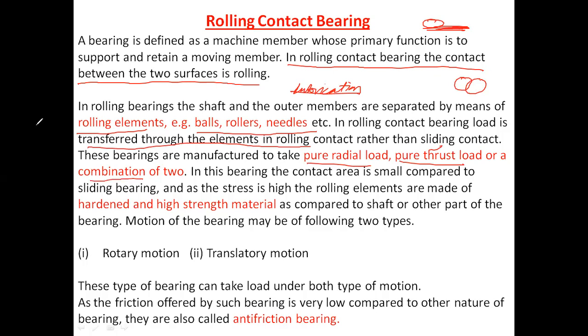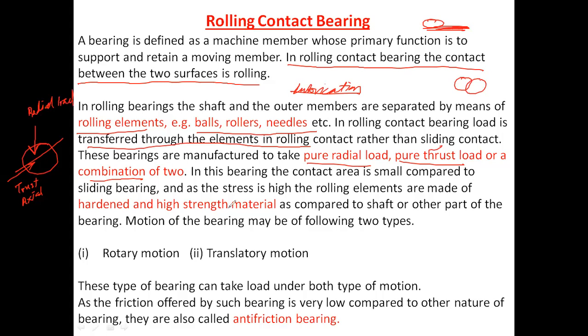Means this is our radial load. We can see, if it is acting perpendicular to the axis of motion, this is your radial load. And if it is acting along the axis of motion, then this is your thrust or axial load.